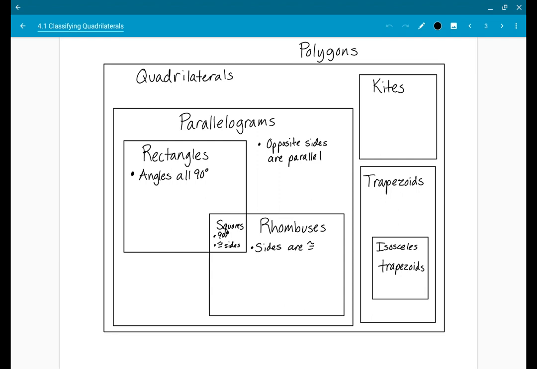If something has just one or the other of those properties, then it would fall into either the rhombus box or the rectangle box. Now we have these other types over here, the kites and the trapezoids that we're going to talk about in a second, and they are not parallelograms. They do not have two pairs of opposite sides that are parallel. Trapezoids have one pair of parallel sides, and kites have no pairs of parallel sides.